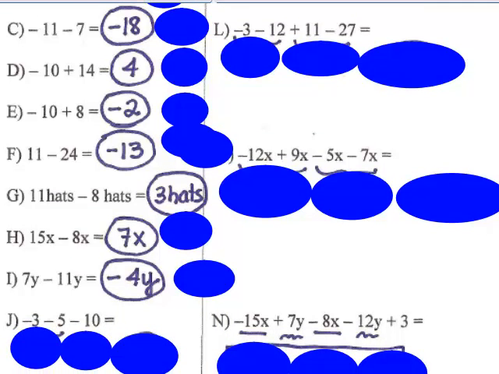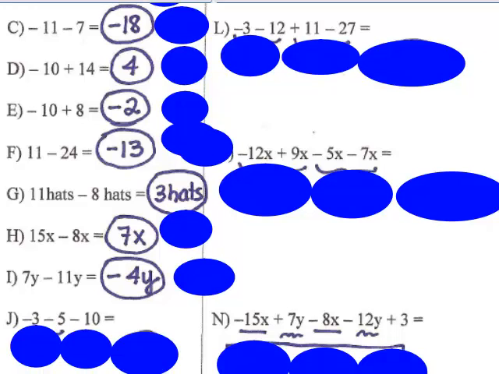All right, we have letter J. Now, if you notice, instead of having 2 numbers, now we have 3 numbers. So basically what I recommend you do is do 2 at a time. A lot of times students make mistakes because they try to do everything in their head at once. It's very hard to keep track of the signs if you do that. So do 2 problems at a time.